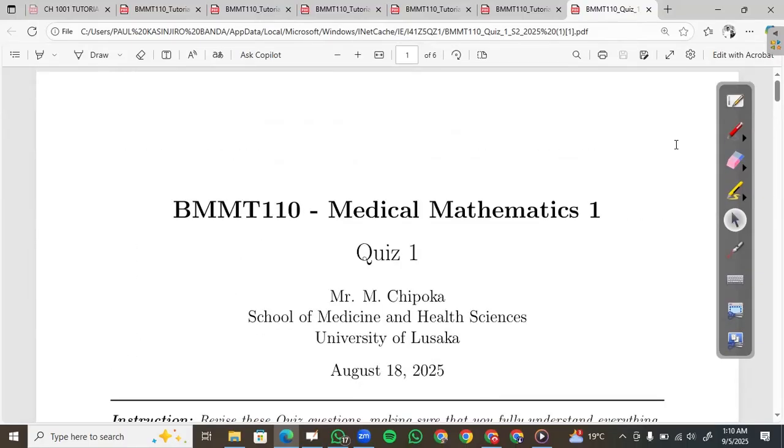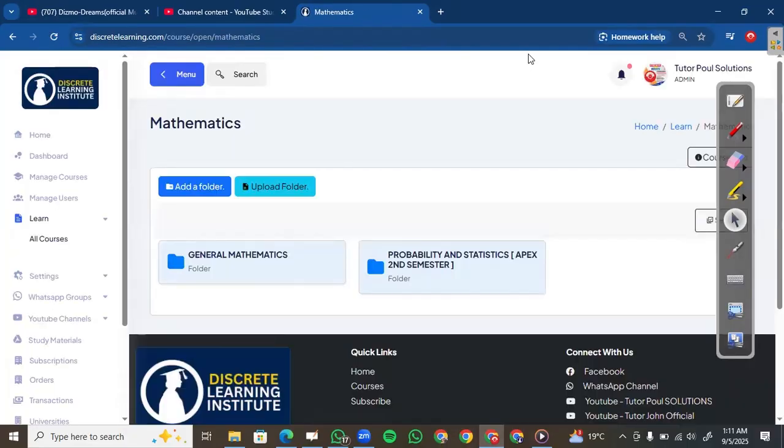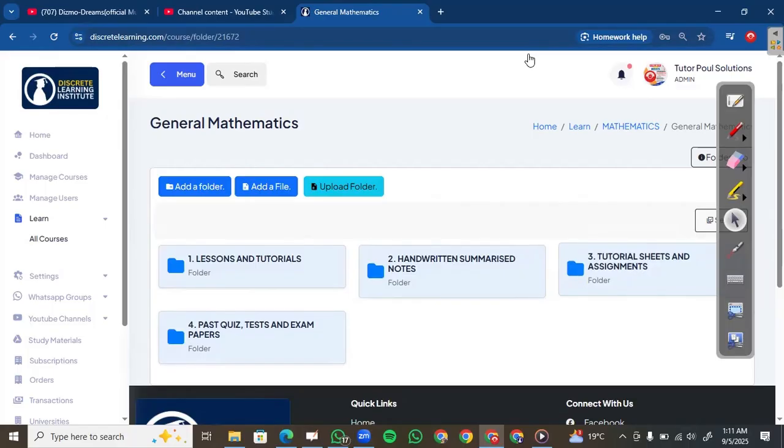So when you go on our website, you'll find something like this. Once you register for your course, it will show enrolled there for the courses that you're enrolled. So if you want to access those tutorial sheets that I was showing you, you can just say open course. And then you go to general math. So here in lessons and tutorials, we have lessons on each and every topic that you can learn in math. So you can go there to learn the topic. And then here we have handwritten summarized notes, so you can use them for your studies.